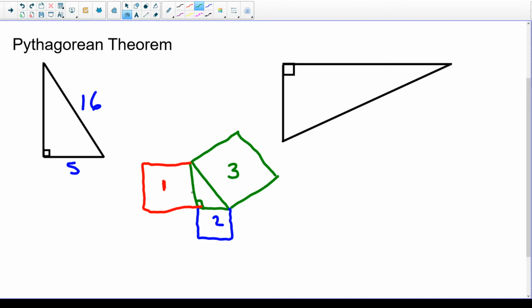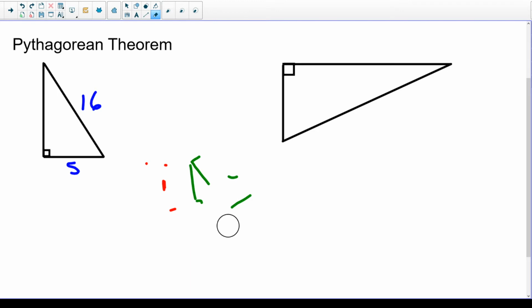Okay? So the video that I'm talking about on YouTube, they fill the red square and the blue square up with water, and they spin it on a wheel, and both of those completely empty out into the third square. Okay, so it's going to happen every time, no matter what right angle triangle you're dealing with.